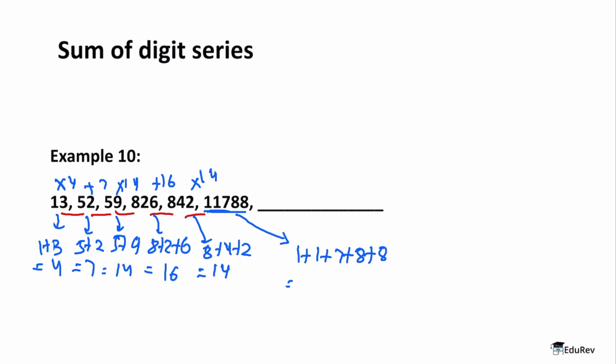Now this is 25. This means we have to add 25 now because it's the turn of adding. So we add 25 to 11,788, and this is how we get the answer. So here our answer is 11,830. So that is the correct answer here.